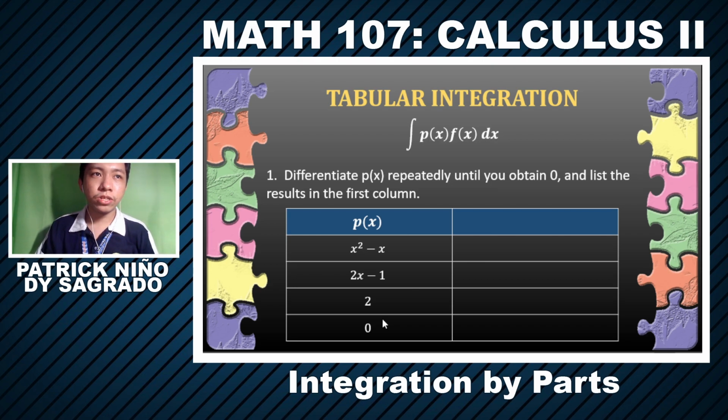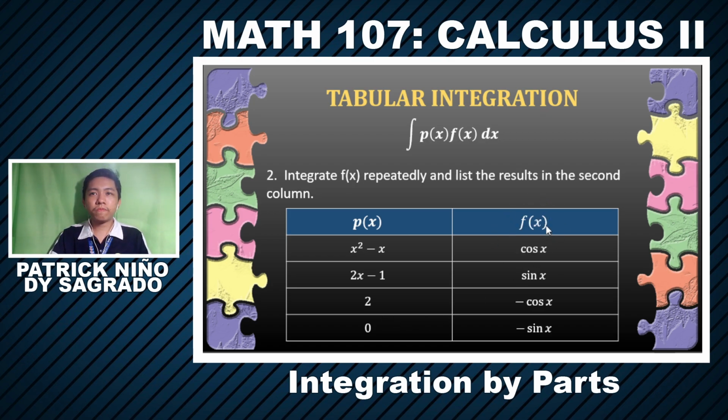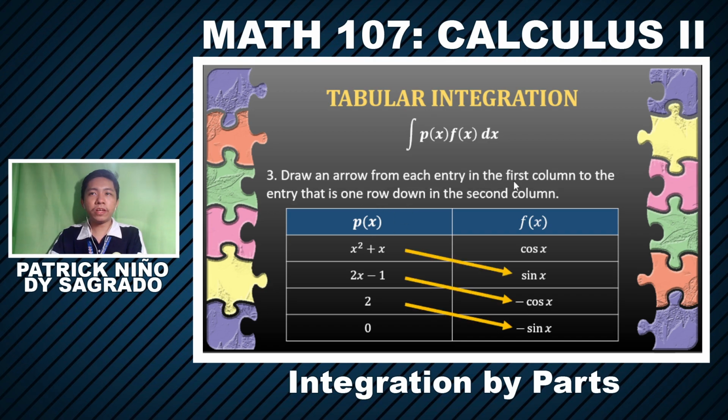So let's head to the second step, which is integrating f of x repeatedly and listing the results in the second column. We stop at the 0 point of p of x. In this case, cosine x becomes sine x. Integrating that, negative cosine x, and it turns into negative sine x at the end. Our third step for tabular integration is to draw an arrow from each entry in the first column to the entry that is one row down in the second column, like this one.